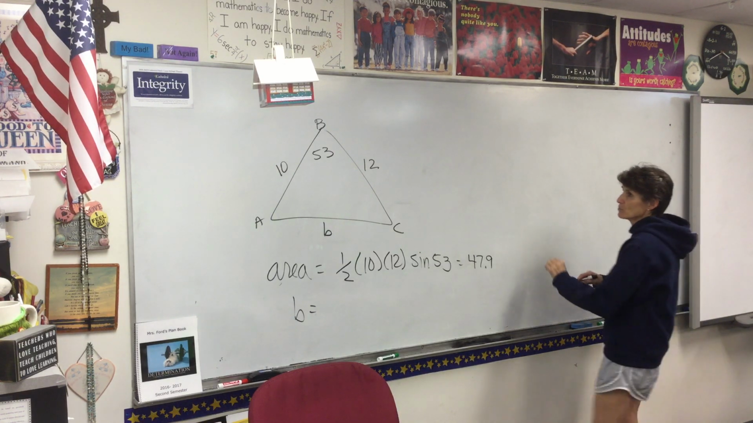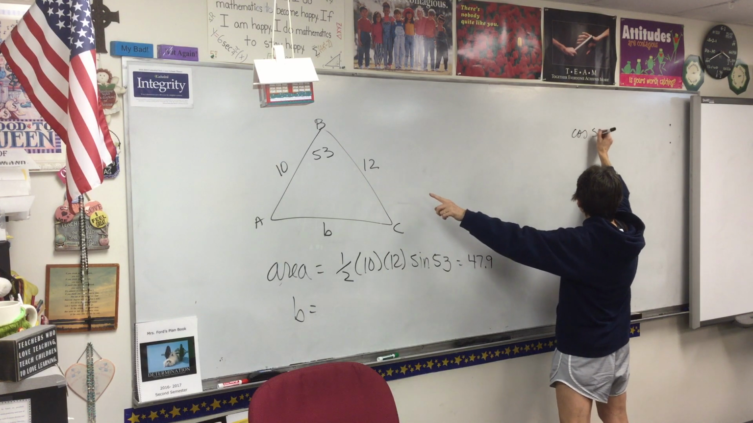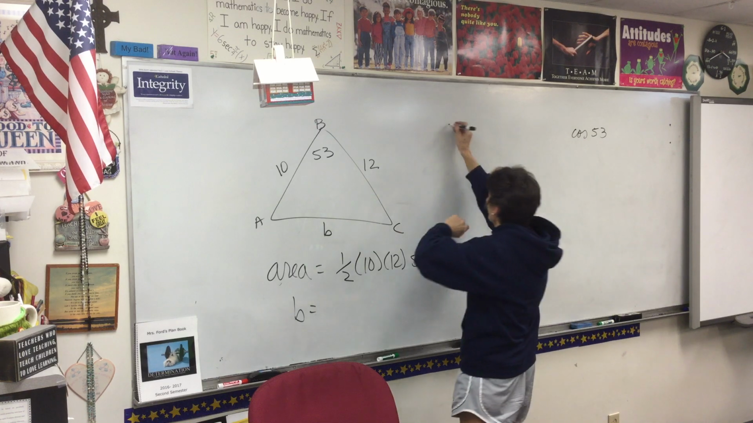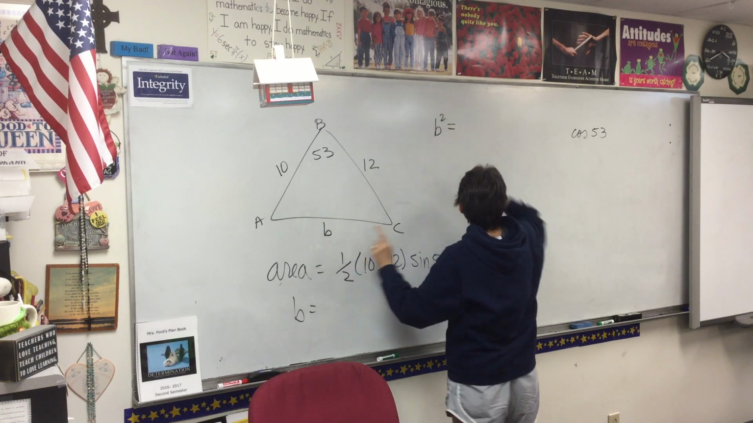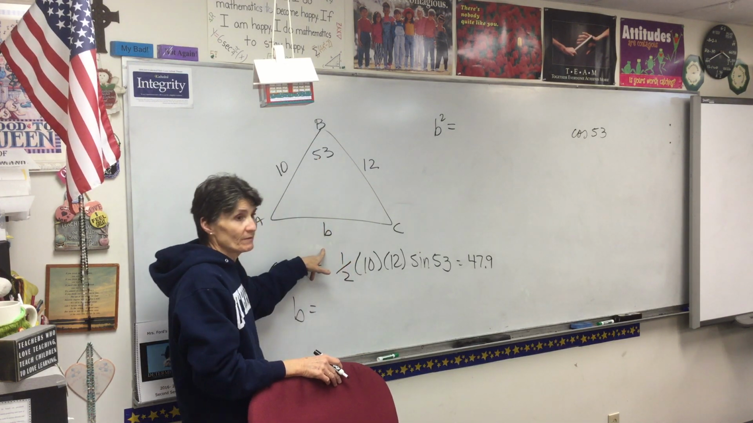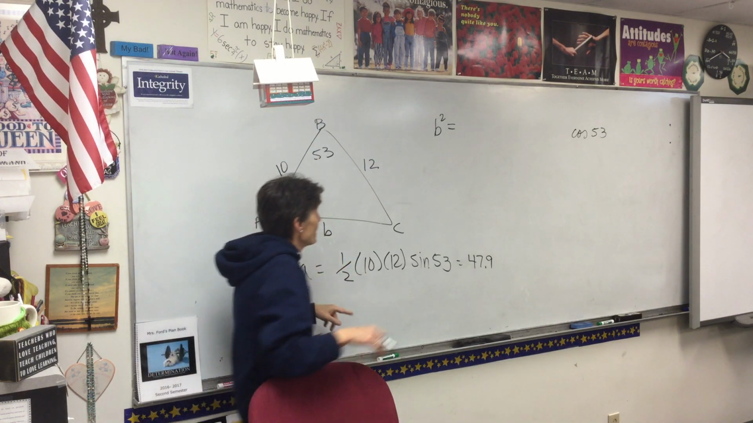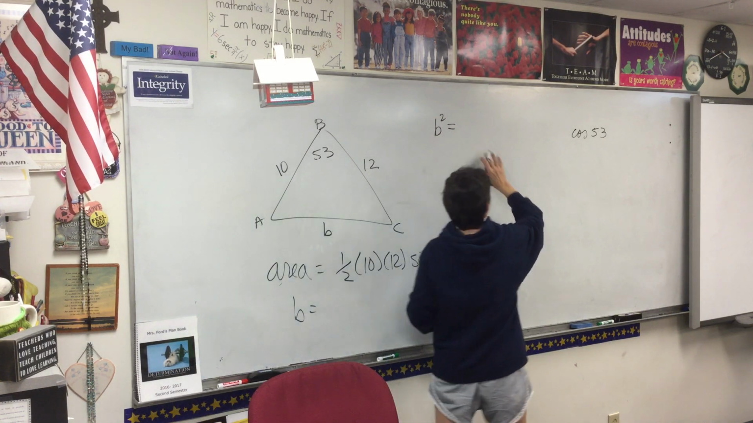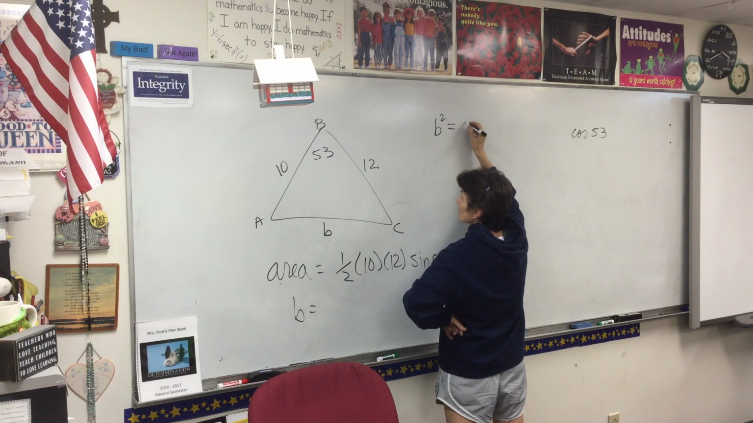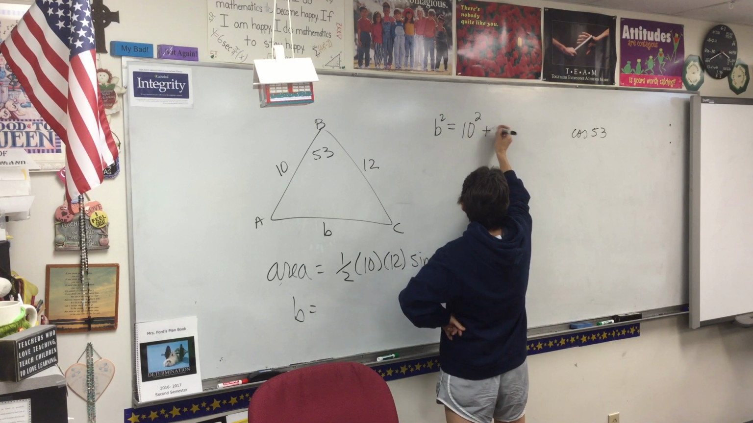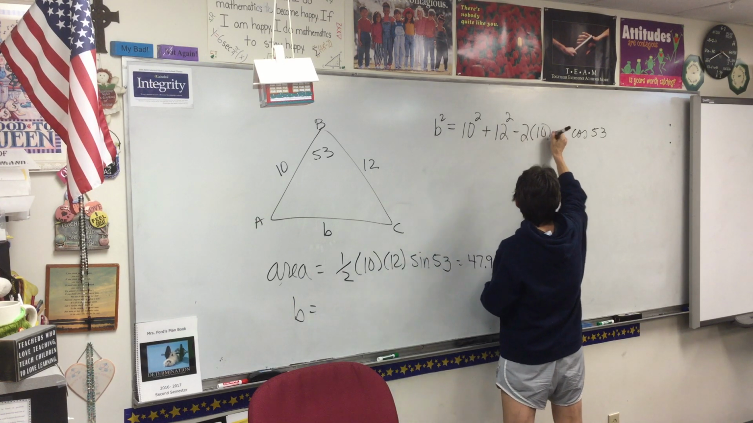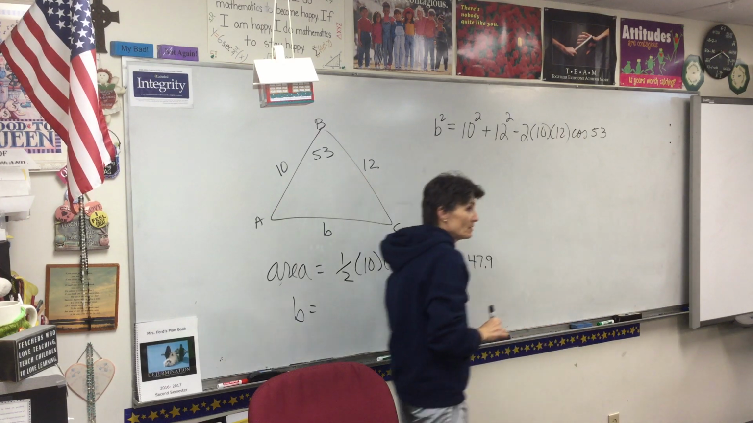And the law of cosines, remember, has the angle out on one end, so cosine 53, and then all by itself on the other end is b squared, because it's the one across from the 53. And then in the middle, I know Ryland knows, does anybody else know what goes in the middle here? 10 squared plus 12 squared minus 2, 10, 12, cosine 53.